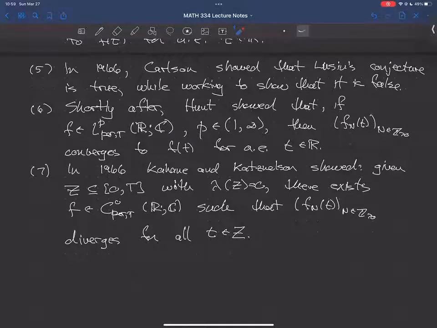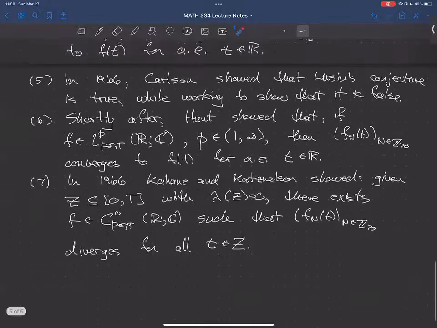All right. And so, for example, this means that there's an f in C0 periodic whose Fourier series, so this sequence of partial sums, diverges at every rational point, and converges at almost all irrational points. So that seems pretty pathological. And I guess it is.